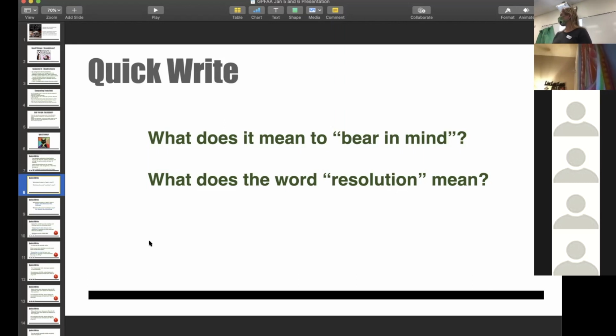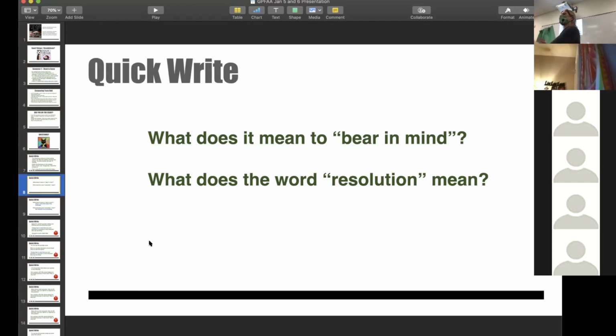It kind of depends, because there's like New Year's resolutions, where it's goals that you set for yourself. But in literature, resolution would be like the ending, like how everything is solved. Very good. So a resolution in literature, when we're studying a plot, is the ending.